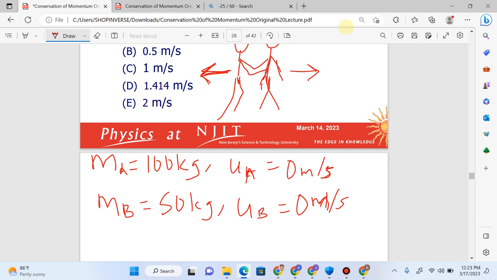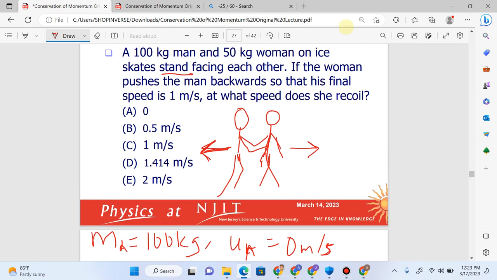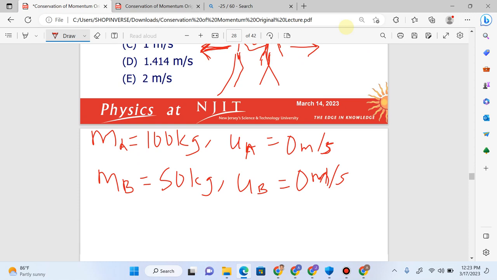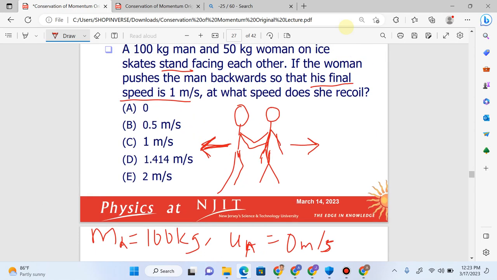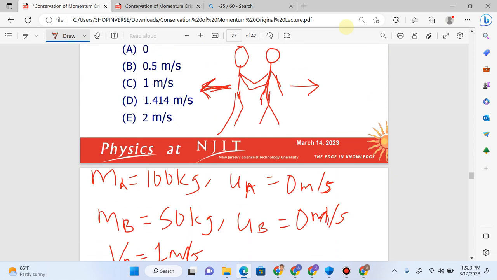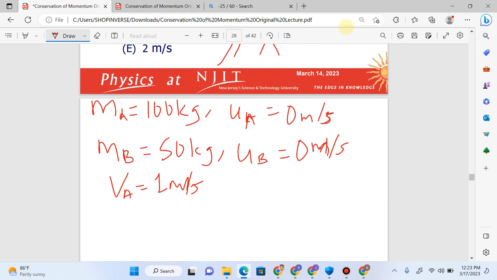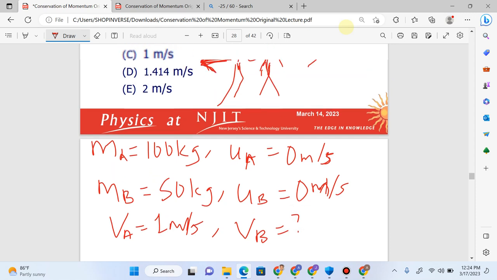After pushing the man, there will be a recoil speed. If the woman pushes the man backwards so that his final speed is 1 meter per second, now we have the final speed of the man as 1 meter per second. So what's the real question? The main question is, at what speed does she recoil? We are looking for the speed at which she bounces back, the recoil speed of the woman. That's the question. So what will you do?